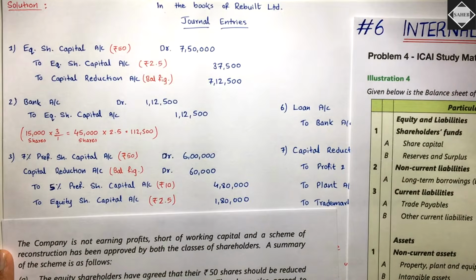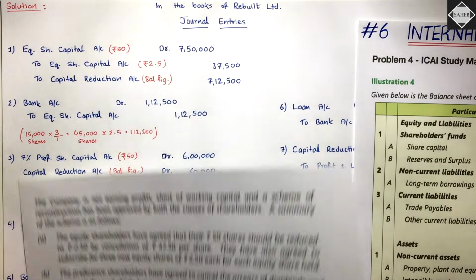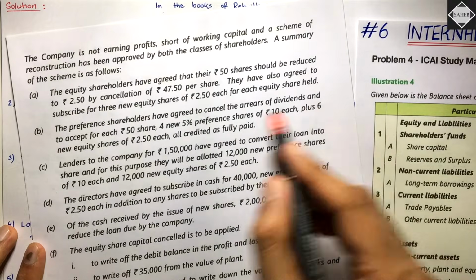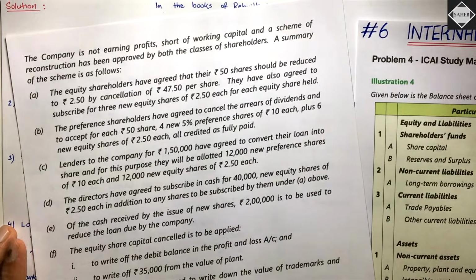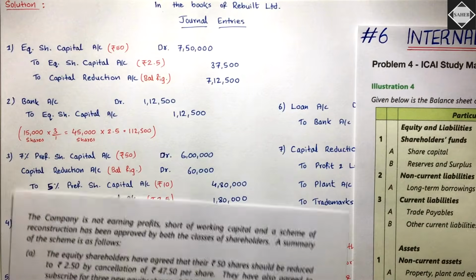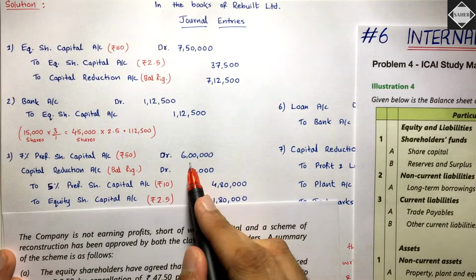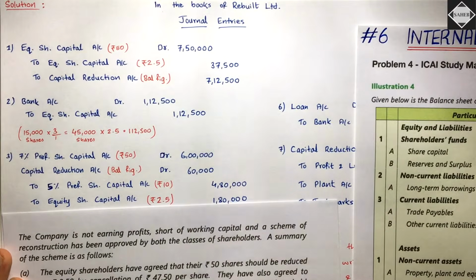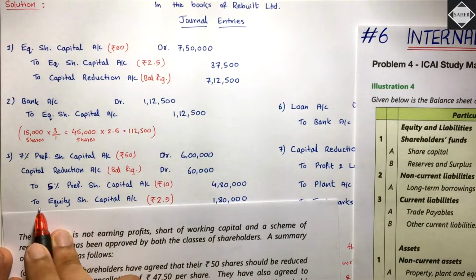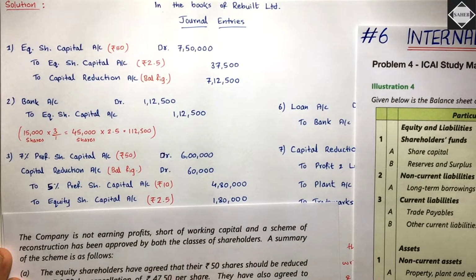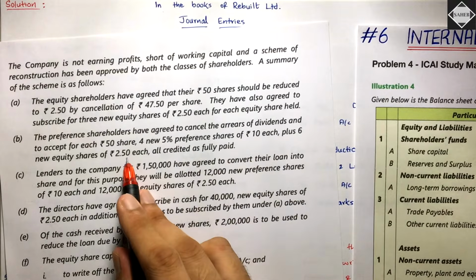See here, what are you going to do? You are first going to debit the old preference share capital and cancel it. They have mentioned, to accept for each rupees 50 share, the old is being cancelled and new shares are given to them. That's why you cancel the old capital by debiting it, 6 lakh, as in the balance sheet. Then you give the new shares: credit 5% preference share capital account and credit equity share capital account, rupees 10 and rupees 2.5. You get this in the adjustment.